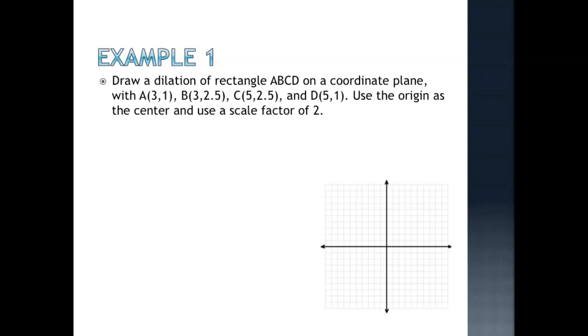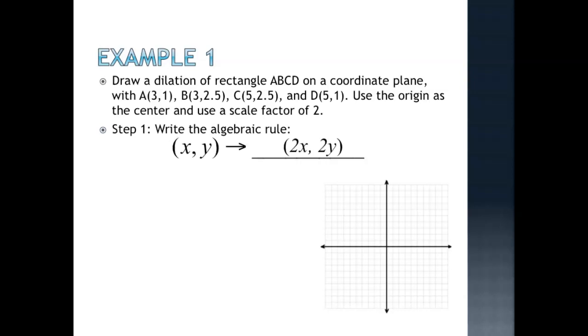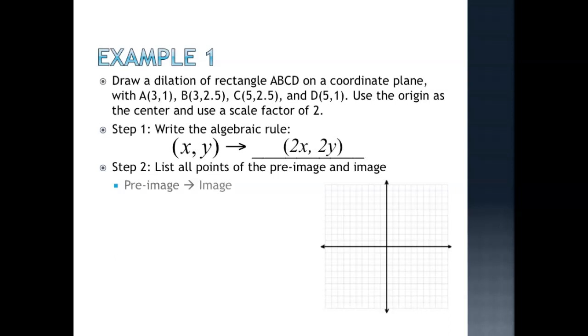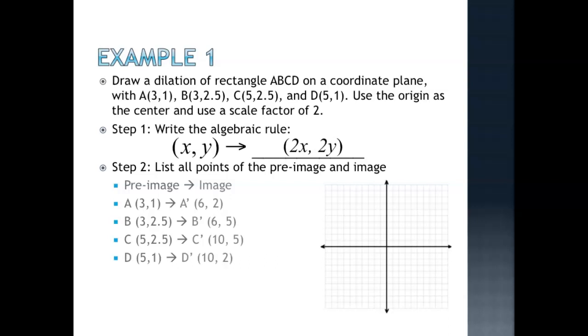We're also told that the scale factor is 2. So the algebraic rule that we're going to use here is that x, y becomes 2x, 2y. That means I multiply the x and y coordinates in each of those points by 2. So for the pre-image, I'm going to list out the points and then give the new image. 3, 1 becomes 6, 2. 3, 2.5 becomes 6, 5. 5, 2.5 becomes 10, 5. And 5, 1 becomes 10, 2.